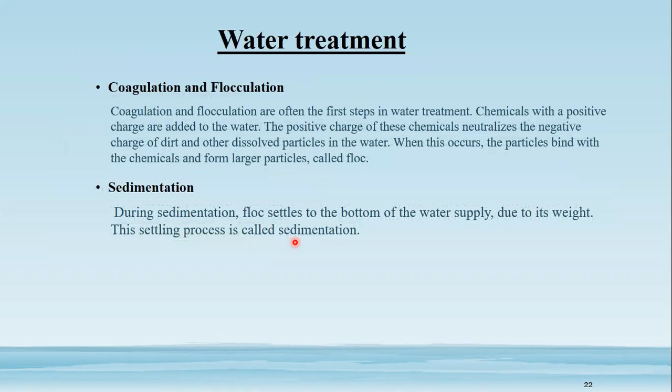Coagulation and flocculation is a process by which we can treat our water. Coagulation and flocculation are often the first step in the treatment of water. Chemicals with a positive charge are added to the water. With the positive charge, these chemicals neutralize the negative charge of dirt and other dissolved particles in the water.